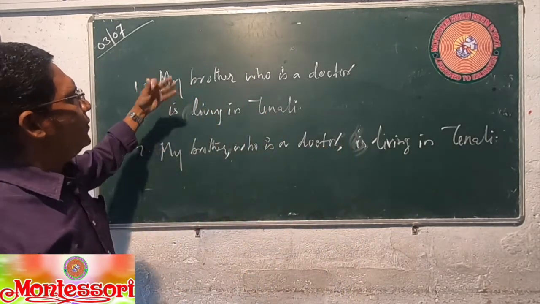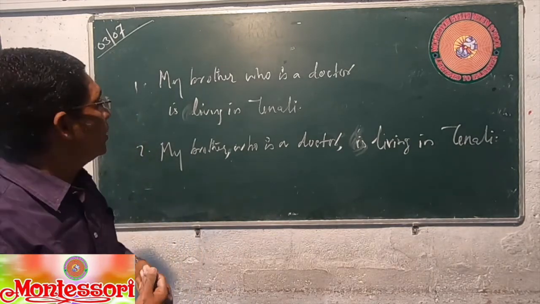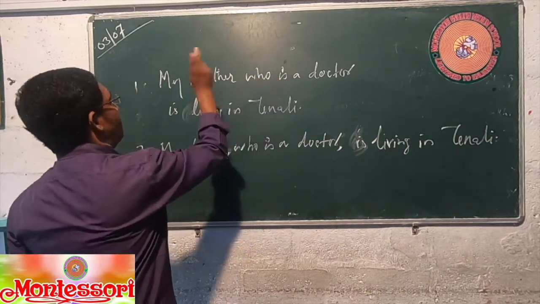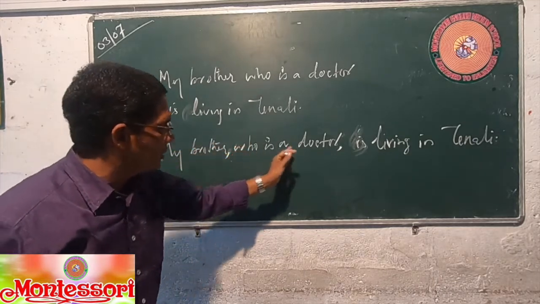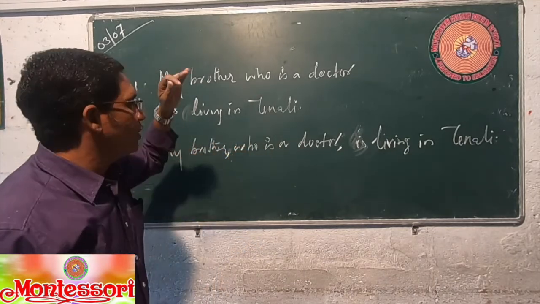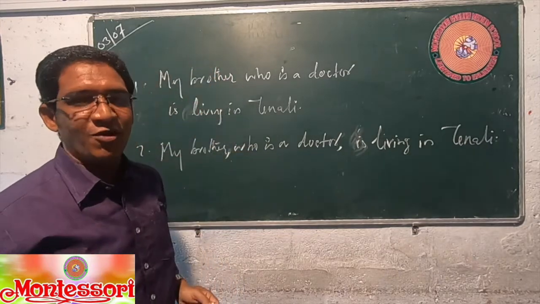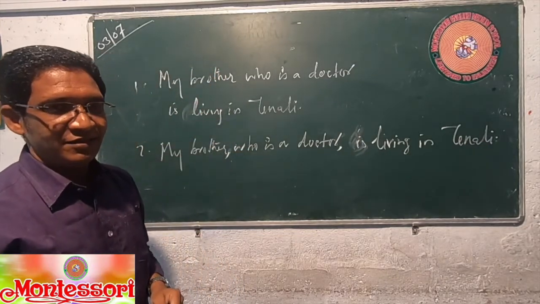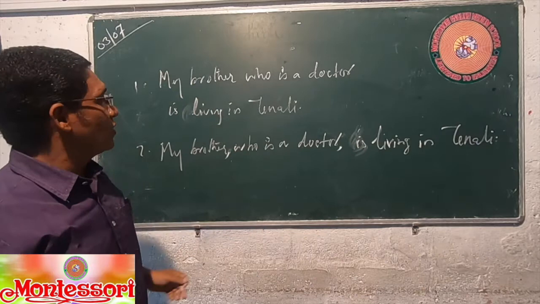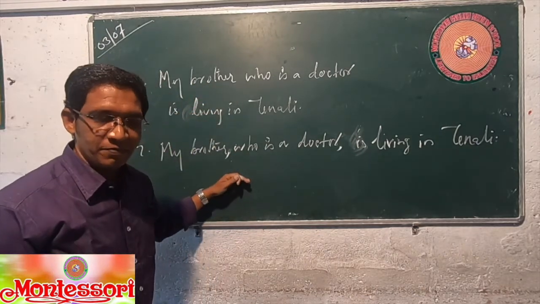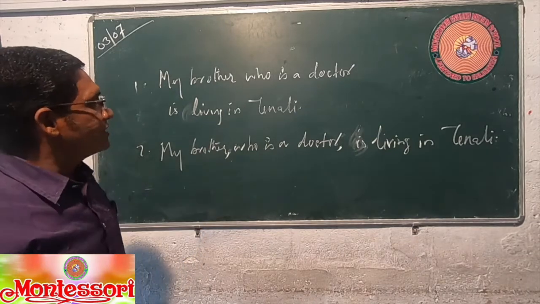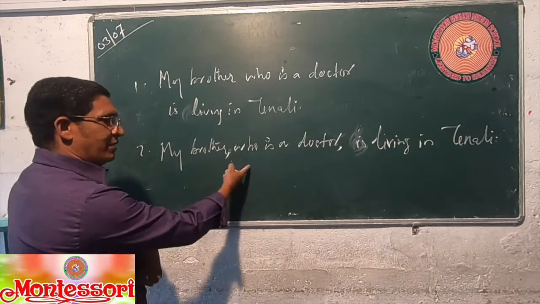Now, what do you understand from this? Of course, you understand here who is a doctor defines my brother. Here, who is a doctor is not defining this brother. So it is not defining, it is defining. Now you are confused, right? Because just by giving a comma here, I tell you one is defining, other one is not defining. You are confused.